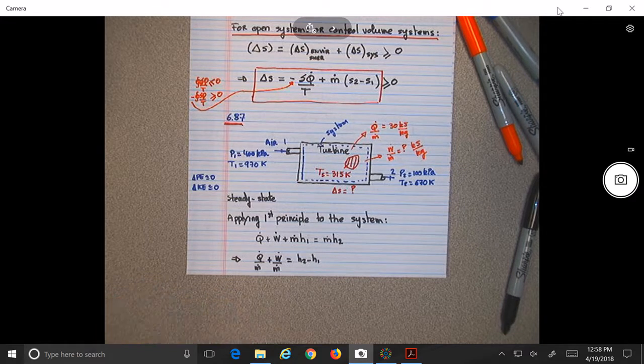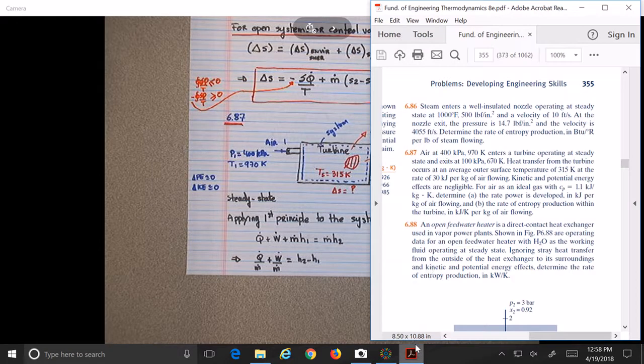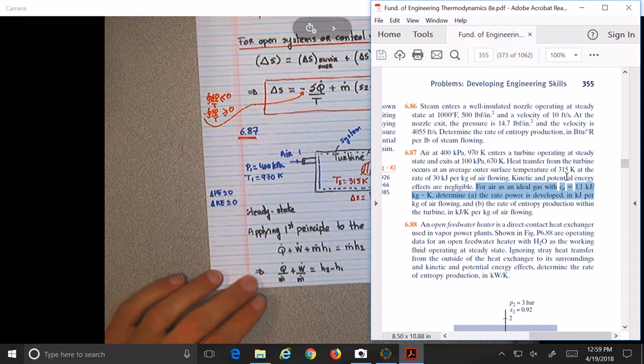I did not finish reading the problem, okay? So we're going to go back. Yeah, we don't need the rest of the information, but okay, so sorry for that. This is very bad what I just did. Is that I went, so kinetic and potential energy effects can be neglected. What do they say next? For air as an ideal gas, Cp equals to 1.1 kilojoules kilogram Kelvin.